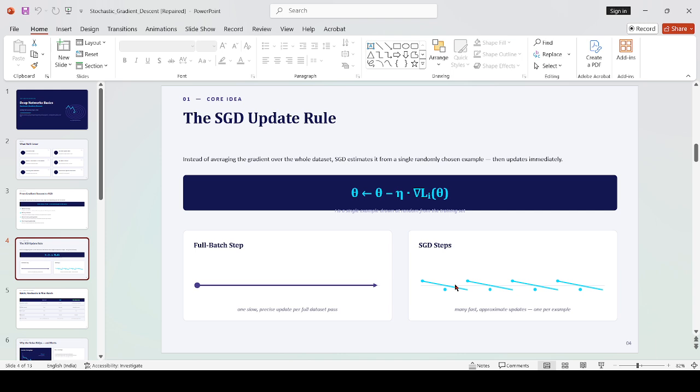Now let us understand the update rule of stochastic gradient descent. Unlike batch gradient descent, which uses all the training examples, SGD randomly selects one training example. The gradient is calculated using only that sample. The parameters are then immediately updated using the formula shown on the slide. This process repeats for every training example because updates happen after every sample. Learning is much faster. Although each update is noisy, the model gradually moves toward the minimum loss after many iterations.